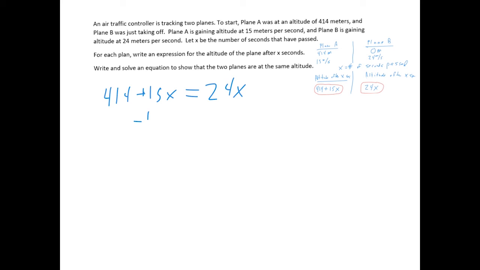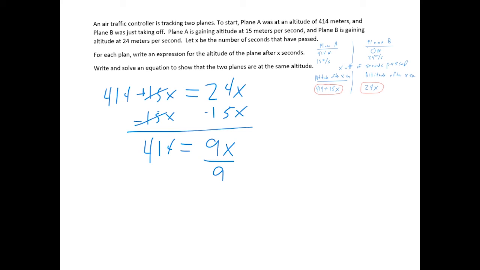So let's subtract 15x from both sides. This will cancel out and just leave 414, which will be equal to 9x. So 414 equals 9x. Divide both sides by 9, and once we do the arithmetic here, x is going to be equal to 46.